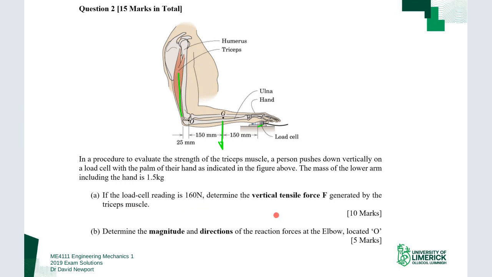So if the load cell is reading 160 newtons, determine the vertical tensile force F generated by the triceps muscle. So we're told that this is producing a force, and that's pushing down onto this load cell. I want to figure out what that is. So the first thing we need to do is draw a free body diagram, and we need to understand, well, what is our system? And our system here is the lower arm, because this is just attached, it's like a cable. And we also have contact here with the elbow. So that's the nuance of this.